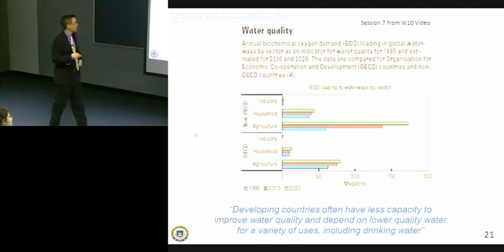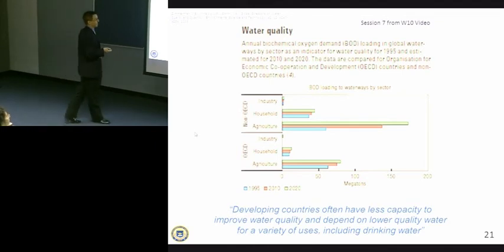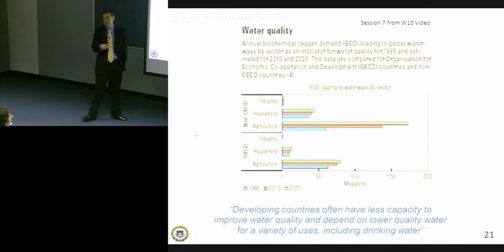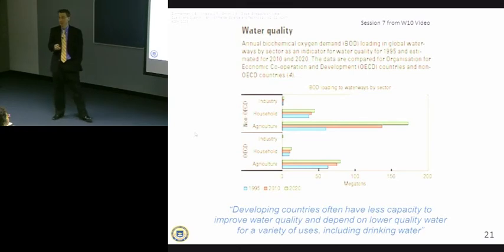What you're looking at here is, for the industrialized countries, the OECD countries, and the non- or lesser industrialized countries, the non-OECD countries, emissions of BOD in megatons per year. You can see from different sectors, from households, from agriculture, obviously the big ones. And you see it growing with time. Blue is 1995, 2010 is red, and green is estimated for 2020.